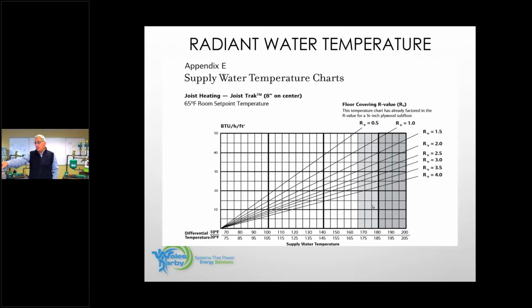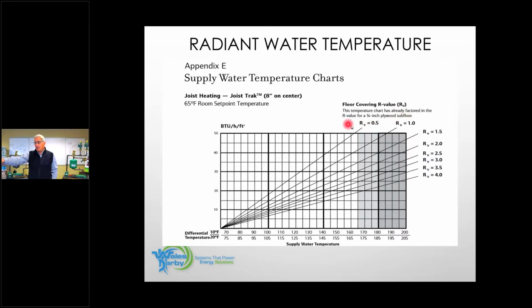If I look at the chart, and I'm going to use tile, that's what that R value of 0.5 means. That's a tile, but it could be a wood. You always have to look up the R value for your finished floor. If it was wood and you don't tell us what it's going to be, we're going to use an R value of 1.